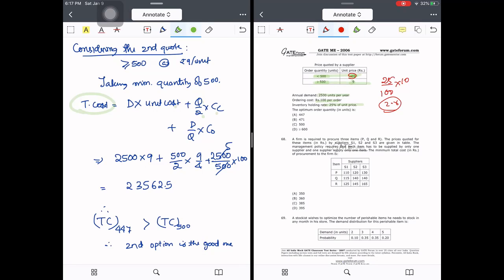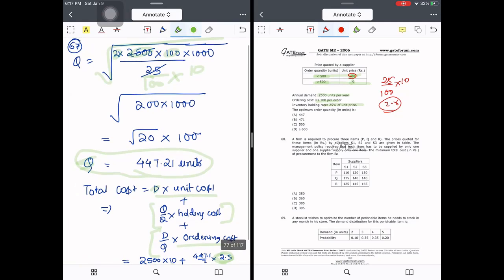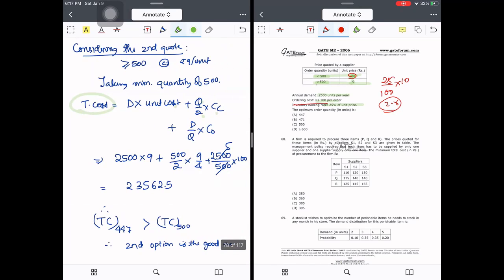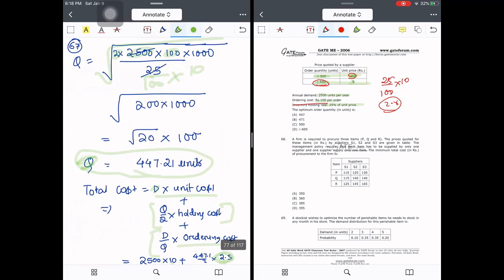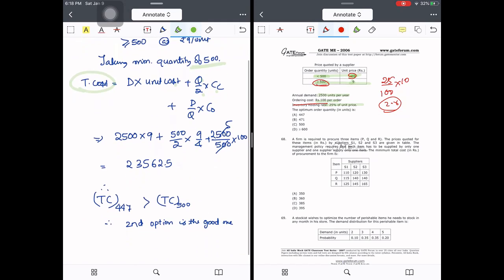Now consider the second quote. Again I will take the minimum value, say 500. The total cost will be demand into unit cost, plus Q by 2 into the carrying cost, plus D by Q into ordering cost. First I found the EOQ where the quantity is less than 500, keeping the unit price at 10. Here the EOQ value I found is 447.21, but I am intentionally taking the minimum value as 500, because the quantity must be at least 500.